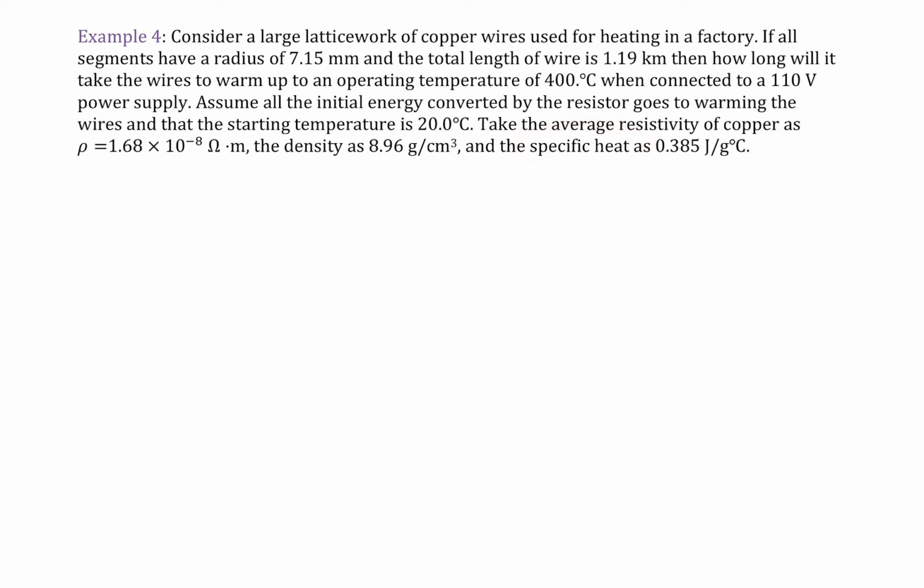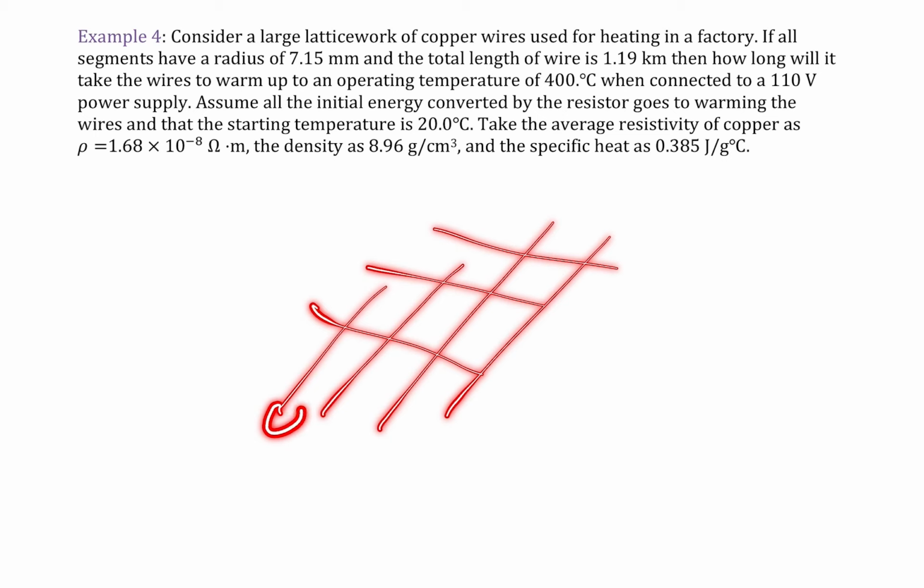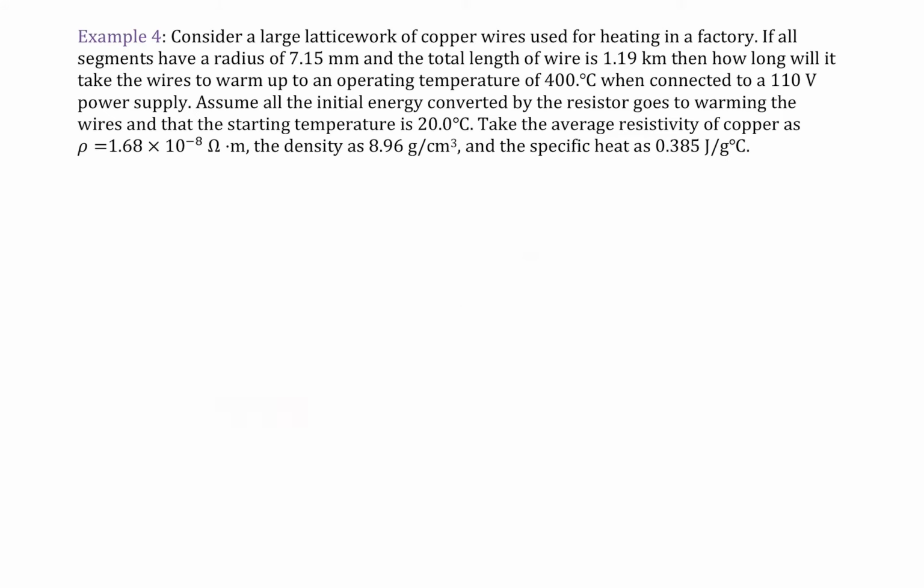So consider a large lattice work of copper wires used for heating in a factory. If all the segments have a radius of 7.15 millimeters and a total length of wire of over a kilometer, then how long will it take the wires to warm up to an operating temperature of 400 Celsius when connected to a 110 volt power supply? So the idea is you have this huge lattice work of wires. They're all connected. They all come from one power supply, and you're heating it up. You're turning it on, and you want to wait for it all to warm up, okay?